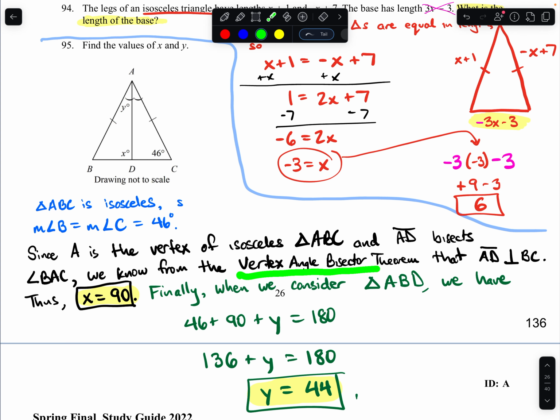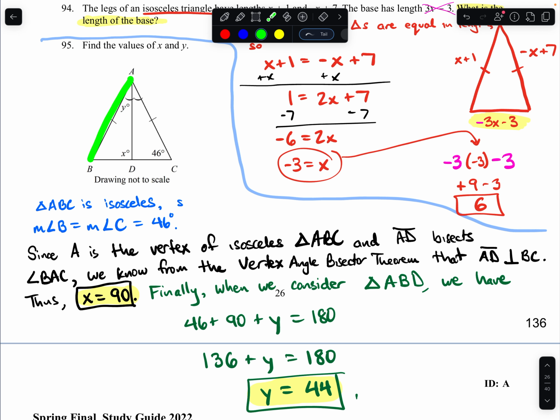So that meets the criteria of our vertex angle bisector theorem. That theorem says that AD has to be a right angle, or perpendicular to BC. And it also means that BD and CD are congruent. So because of that vertex angle bisector theorem, and we know that it's perpendicular, x has to be a 90-degree angle. And then we can look at this triangle here.